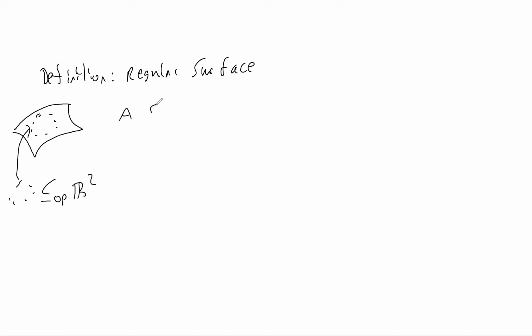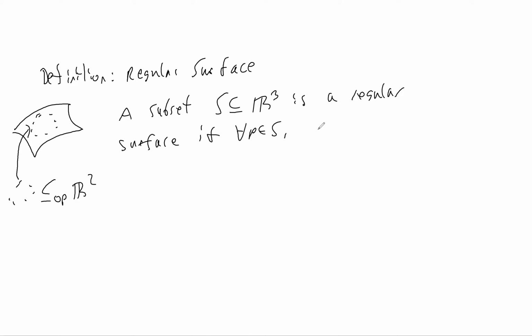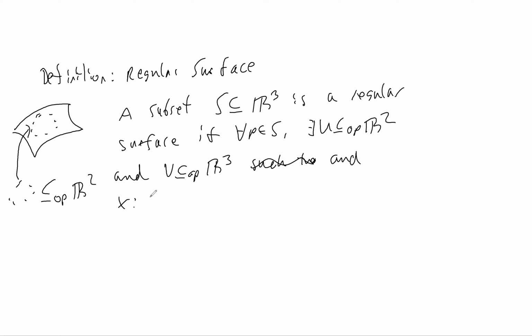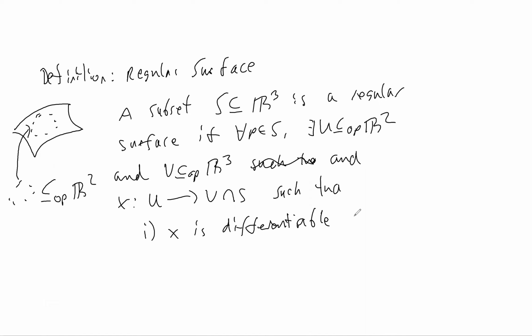So, definition of regular surface. A subset S of R3 is a regular surface if for any p in S there exists U open in R2, V open in R3 such that p is in V, and a mapping x from U to V intersection S such that the first condition is that x is differentiable. And by differentiable, I mean that all of its continuous partial derivatives exist for all orders.